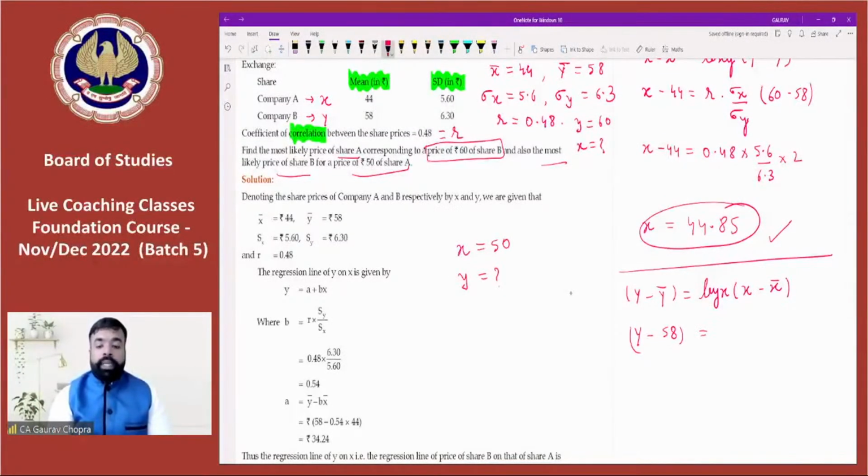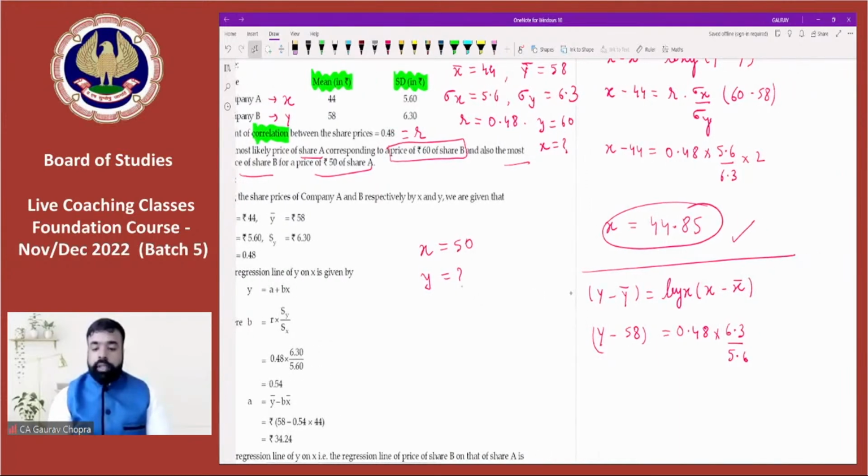Is equal to byx. This time byx we have to find out. So R multiplied by sigma y upon sigma X. How much is sigma y? 6.3 upon sigma X, which is 5.6, and then multiply with X minus X bar. So what is X? 50, and X bar is 44.